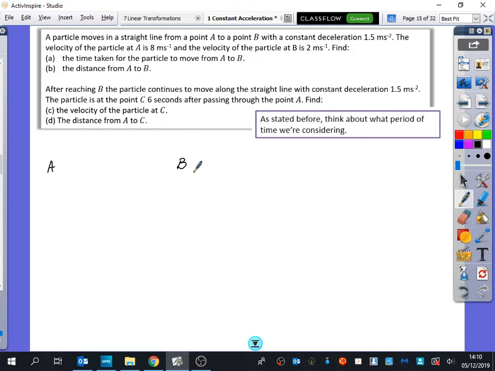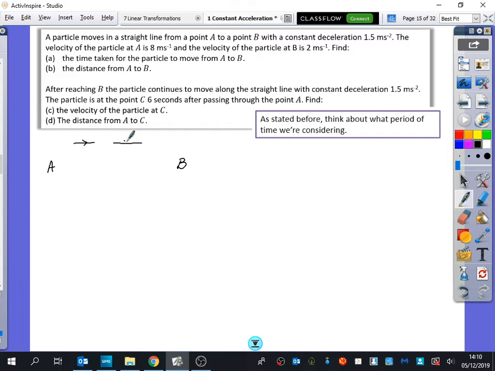So it's moving in this direction, which I can show with this little arrow here. But it says that it is decelerating. What do you think a deceleration of 1.5, what could I represent a deceleration as? As a negative, because it's actually slowing down.